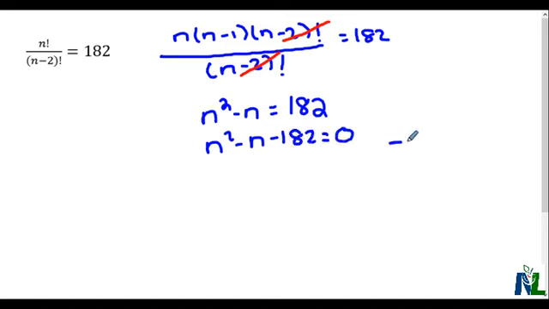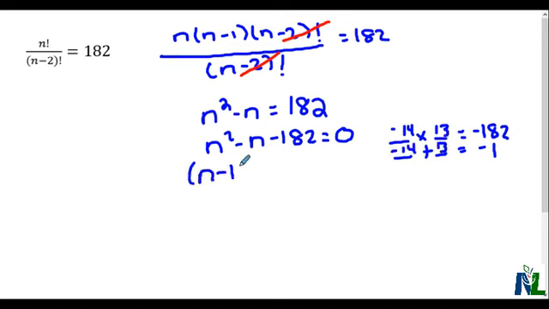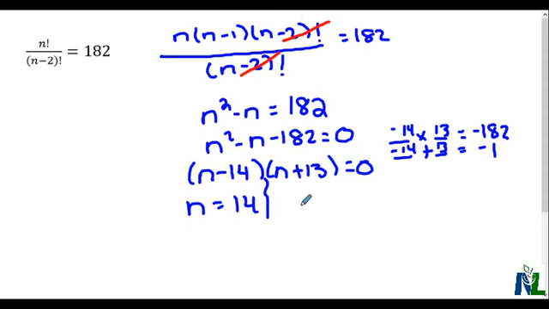So now here I had to find two numbers that multiply to negative 182, and they add to negative 1. So you can use your calculator to help figure that out. The numbers are negative 14 and 13. So I can factor this to be n minus 14, n plus 13 equals 0. So if I solve each one of these, I get a positive 14 and a negative 13.